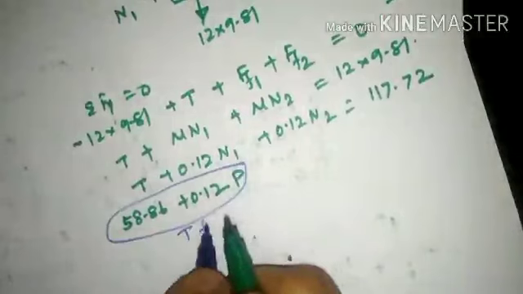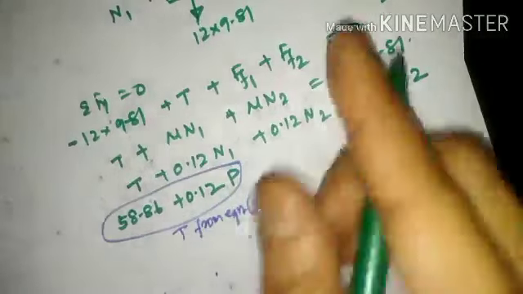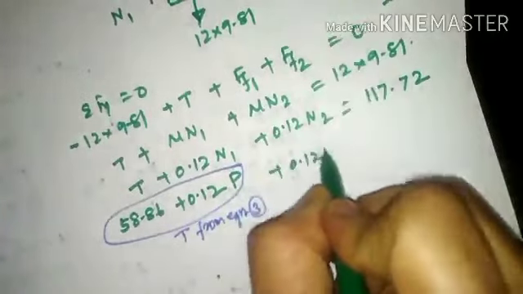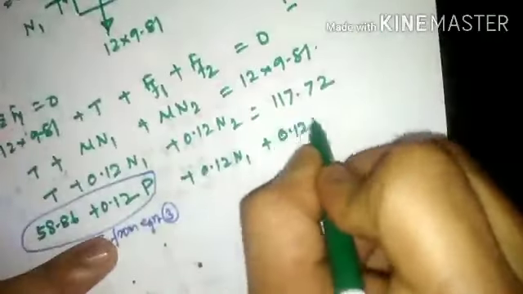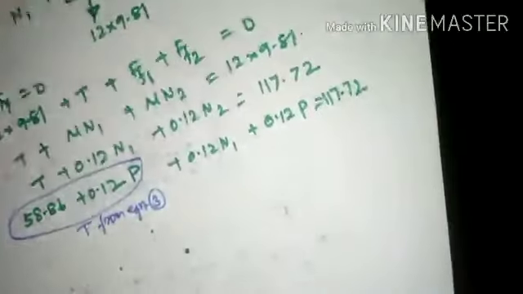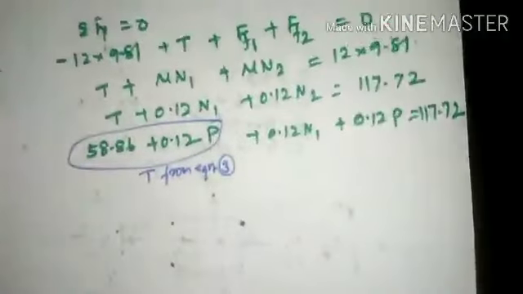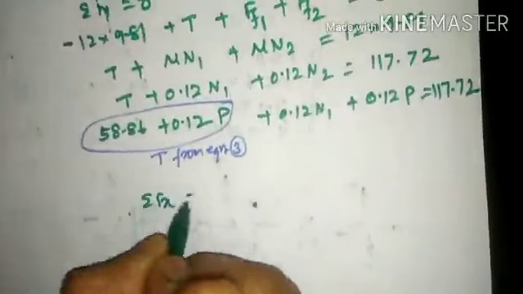This is the term for T from equation 3, plus 0.12 times N1 plus N2, whose value is already written in terms of P, which can be written as 0.12 times of P, that is equal to 117.72. So we need to find out again the value of N1 in terms of P. To find the value of N1 in terms of P, take summation Fx is equal to 0.